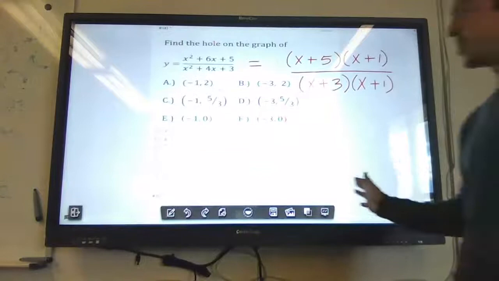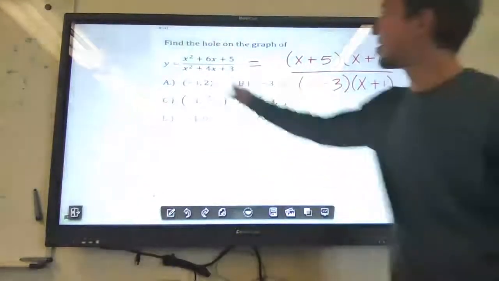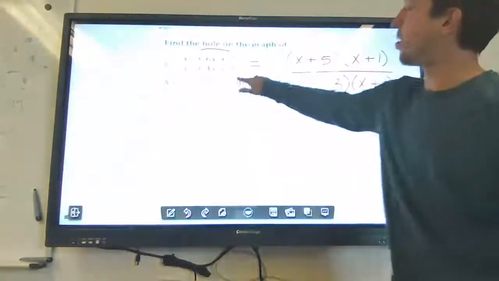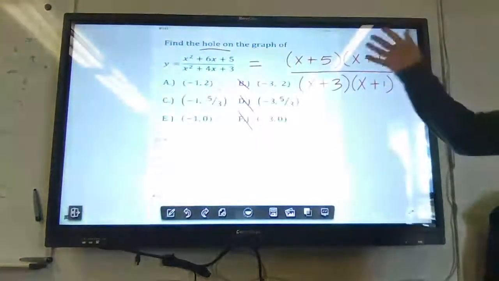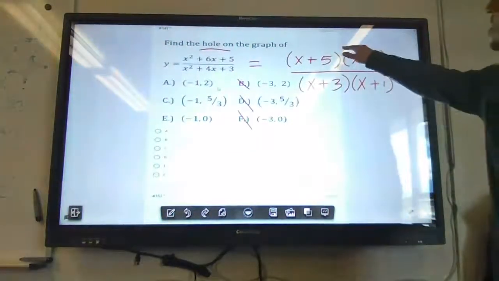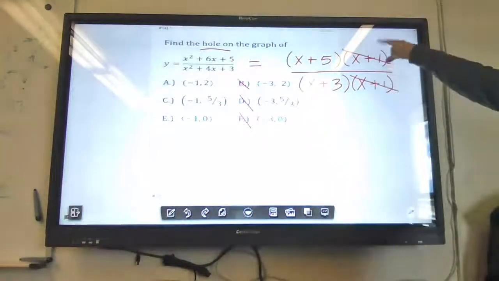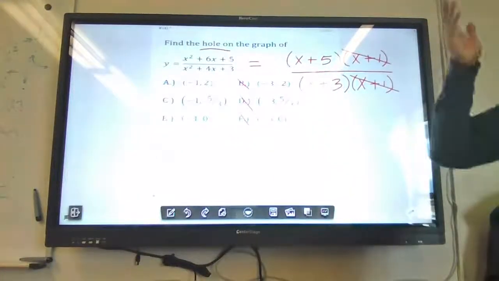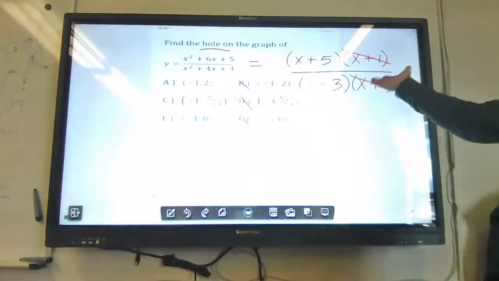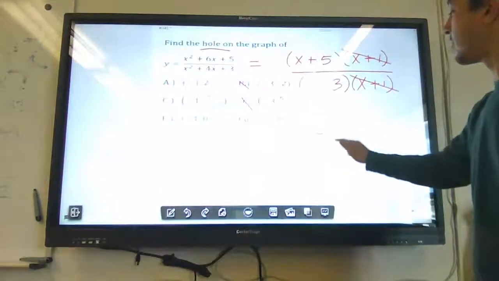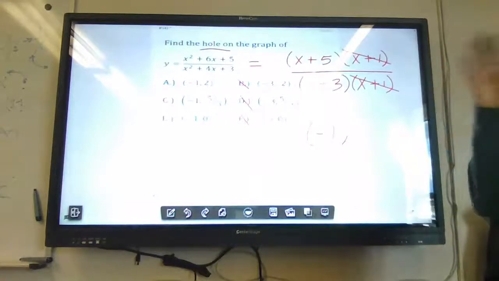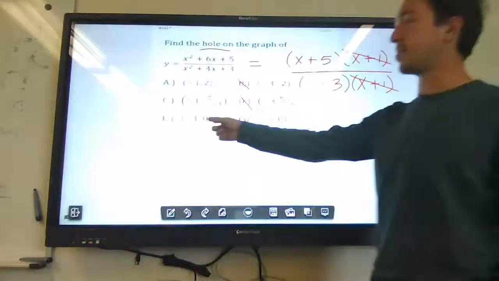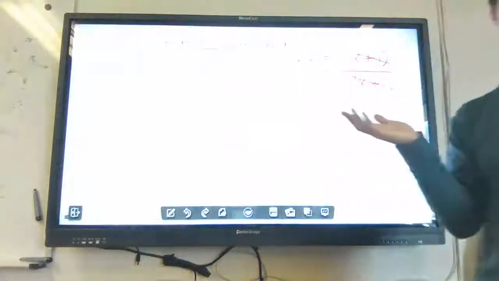Which half of the answers are clearly wrong? No, it's asking for a hole, so these ones are all right. The hole is generated by the x value that created the 0 over 0. So negative 1 is our x value. Now, a lot of people are missing something here. They just go straight to this. E is wrong. Okay.